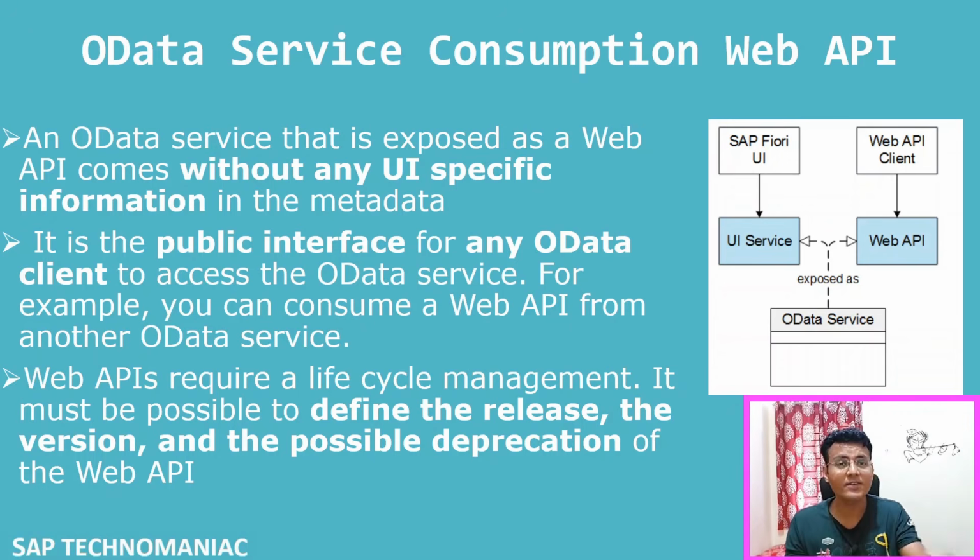One more thing: when we develop this kind of web API, it can be consumed anywhere. It is a public interface to access the OData service. For example, another OData service can also call this OData service, and then it can be consumed somewhere else. It depends. And one more thing we can do with web APIs is maintain whether it is released or not. Once it is released, we can maintain versioning, and if an older version is no longer used, we can deprecate it as well. This is the basic difference between UI services and web APIs.